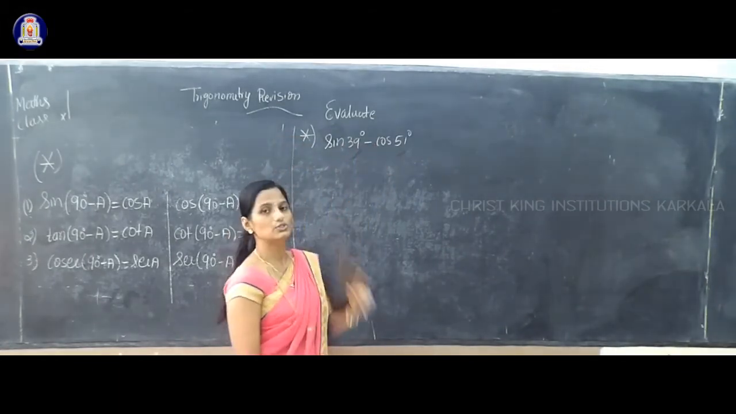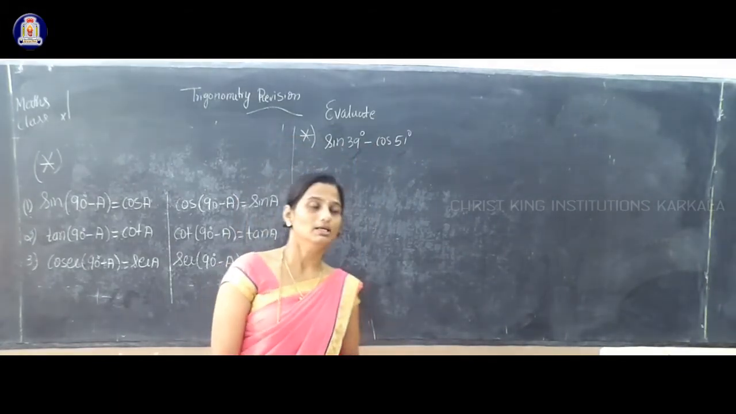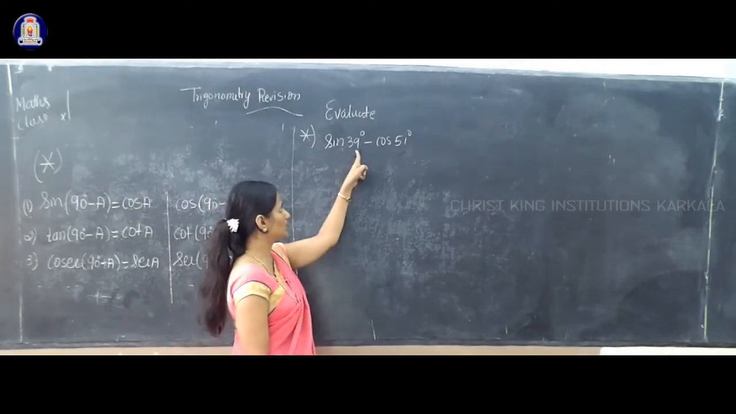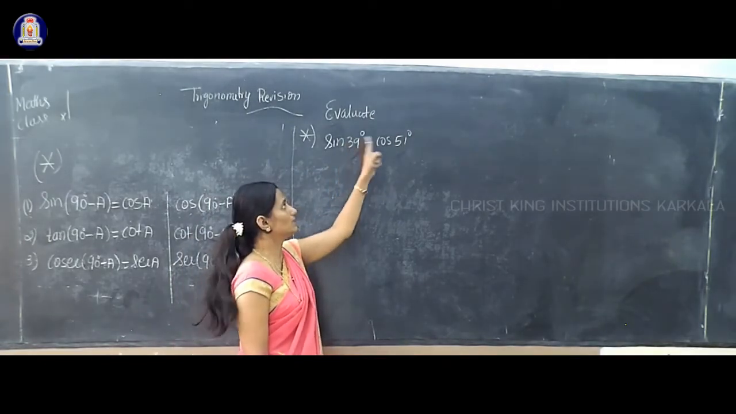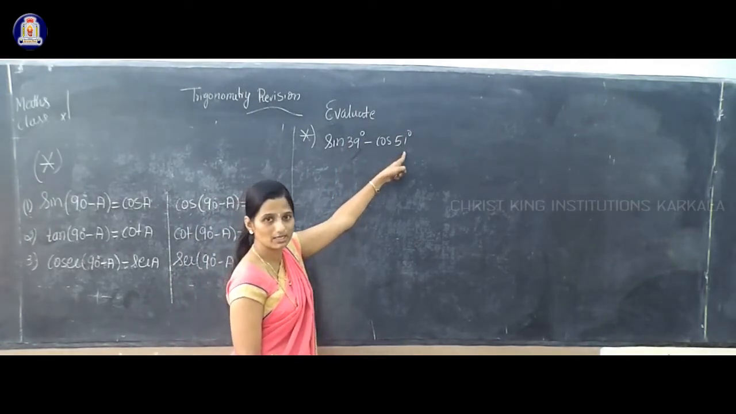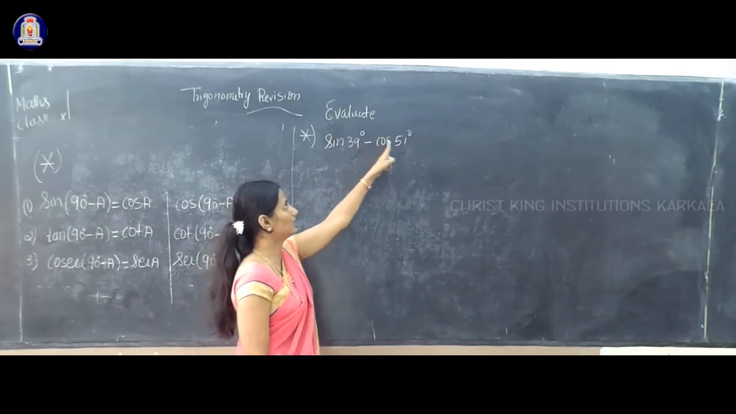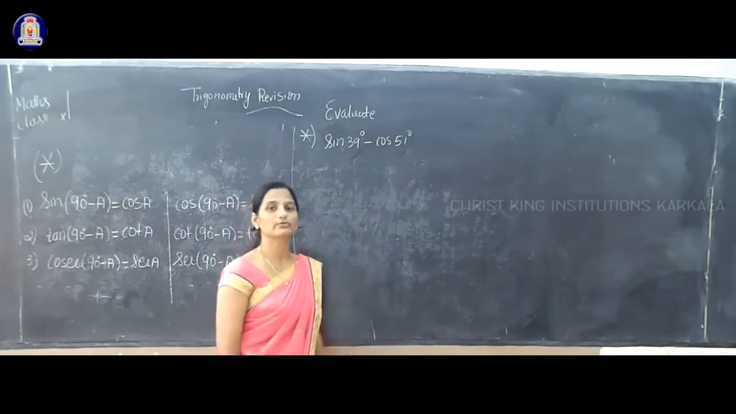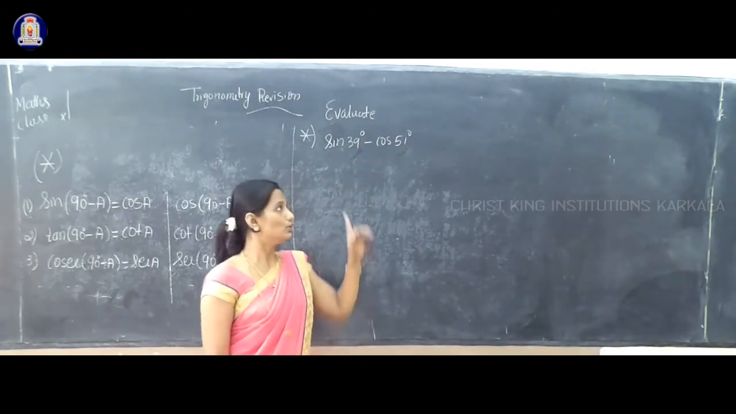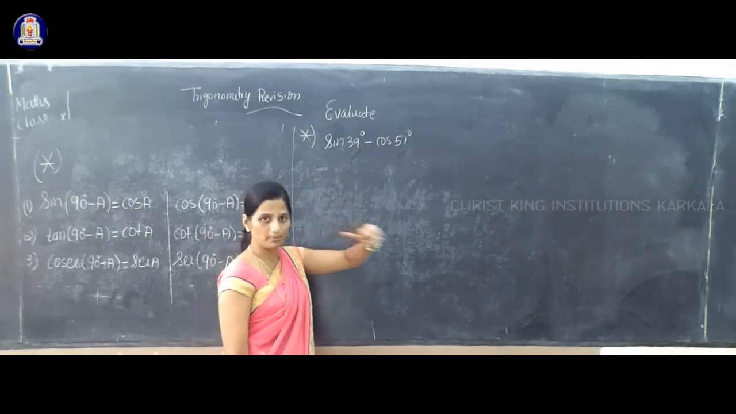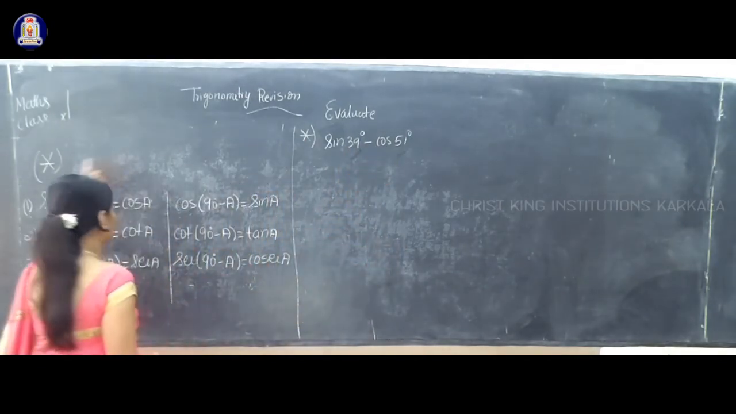Now check whether these two angles are complementary angles. So which two angles? 39 plus 51. If the sum of two angles is 90 degrees, then those angles are called complementary angles, right? So 39 plus 51 is how much? 90 degrees. So these two angles are complementary angles. So you can use this formula.